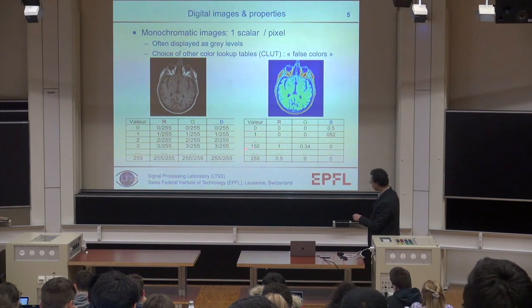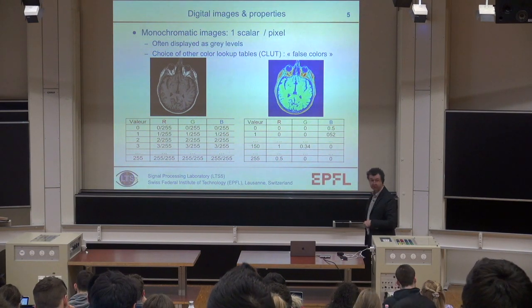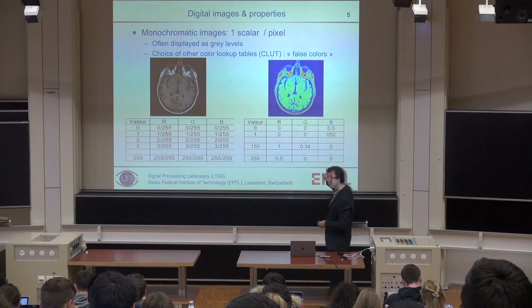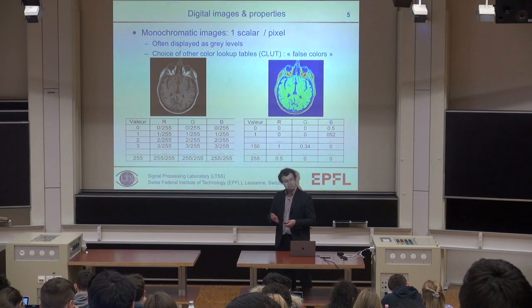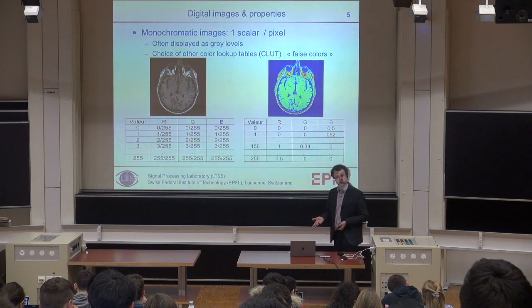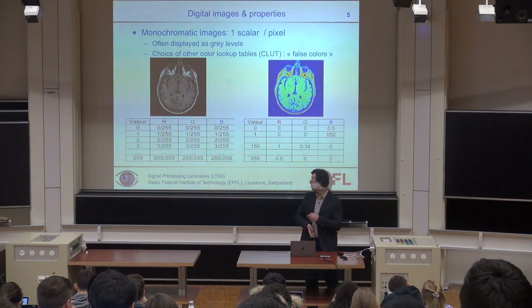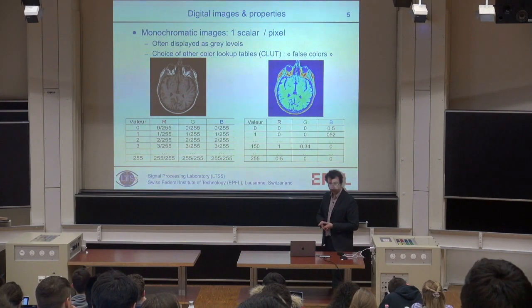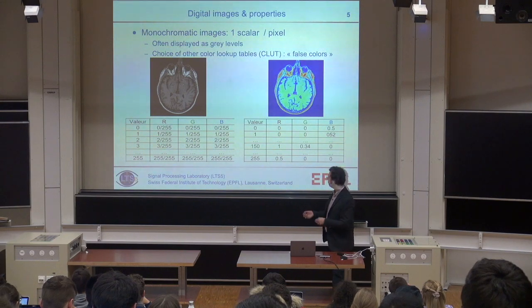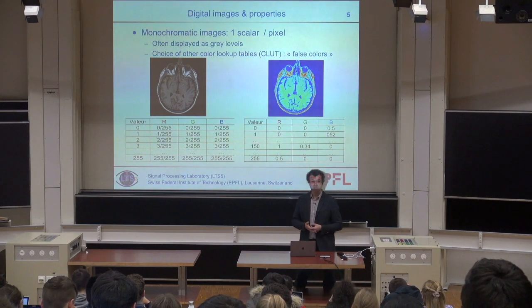And for the very high pixels, I will have something like a red value. And you can play with the color lookup table without changing the data; this is just a display of your data. This is for monochromatic images. So remember, when you see an image like that coming from a sensor which has one value per pixel, you can play with the color lookup table. It doesn't change anything about the content.